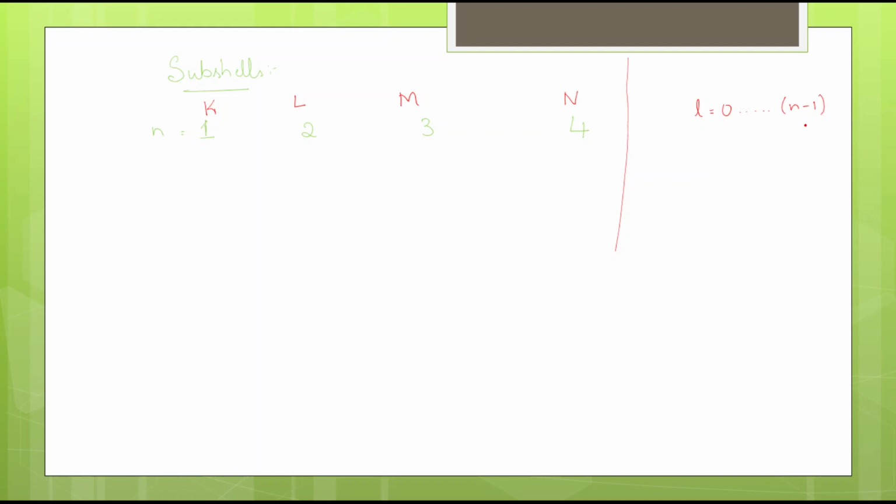So the l value will be found using the method 0 to n minus 1. Now the same thing we are going to apply here. If n is equal to 1, then l will be from 0 to 1 minus 1, that is nothing but equal to 0 only. Clear? So we have already studied.